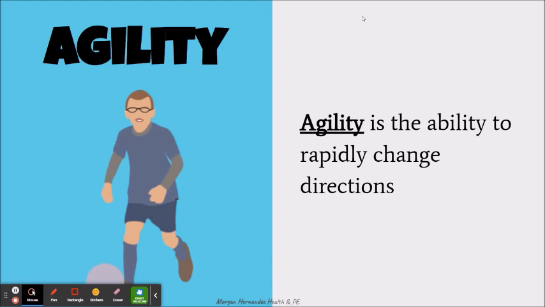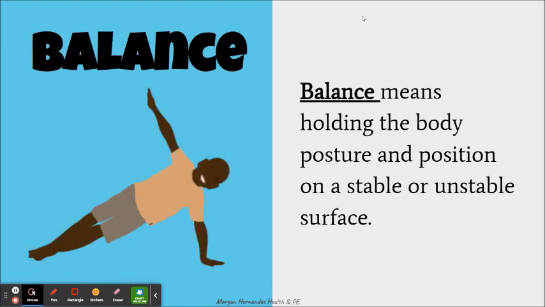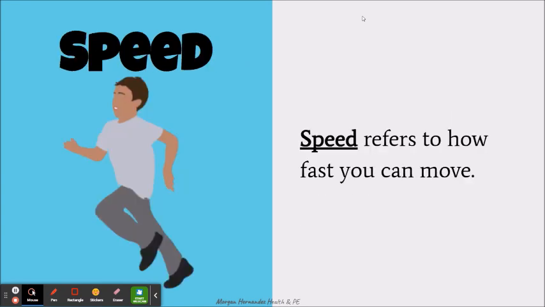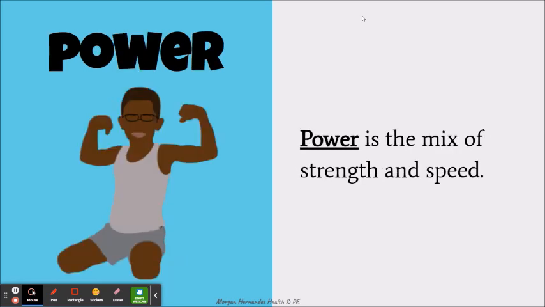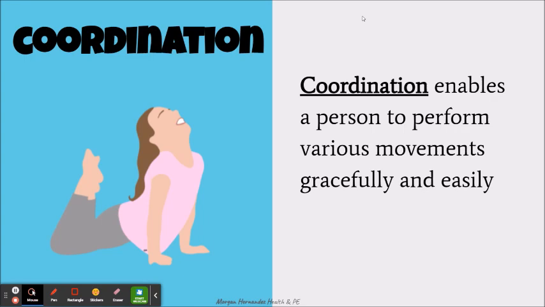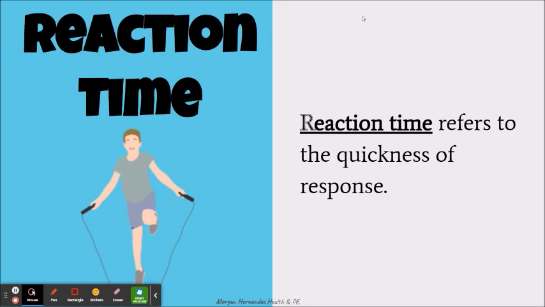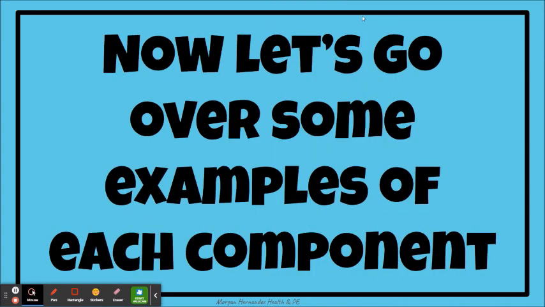Let's start with agility. Agility is the ability to rapidly change directions. Balance means holding the body posture in position on a stable or unstable surface. Speed refers to how fast you can move. Power is a mix of strength and speed. Coordination enables a person to perform various movements gracefully and easily. And reaction time refers to the quickness of response.